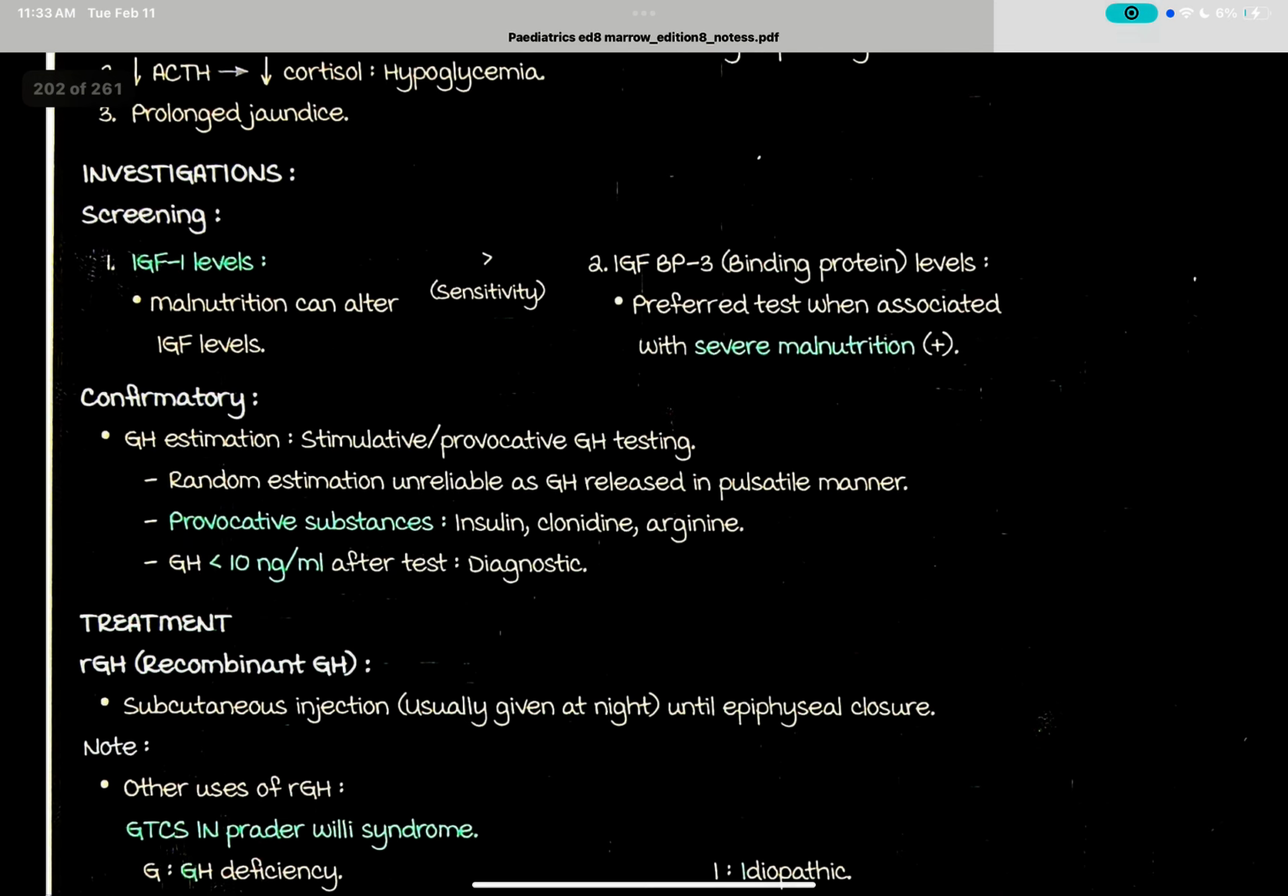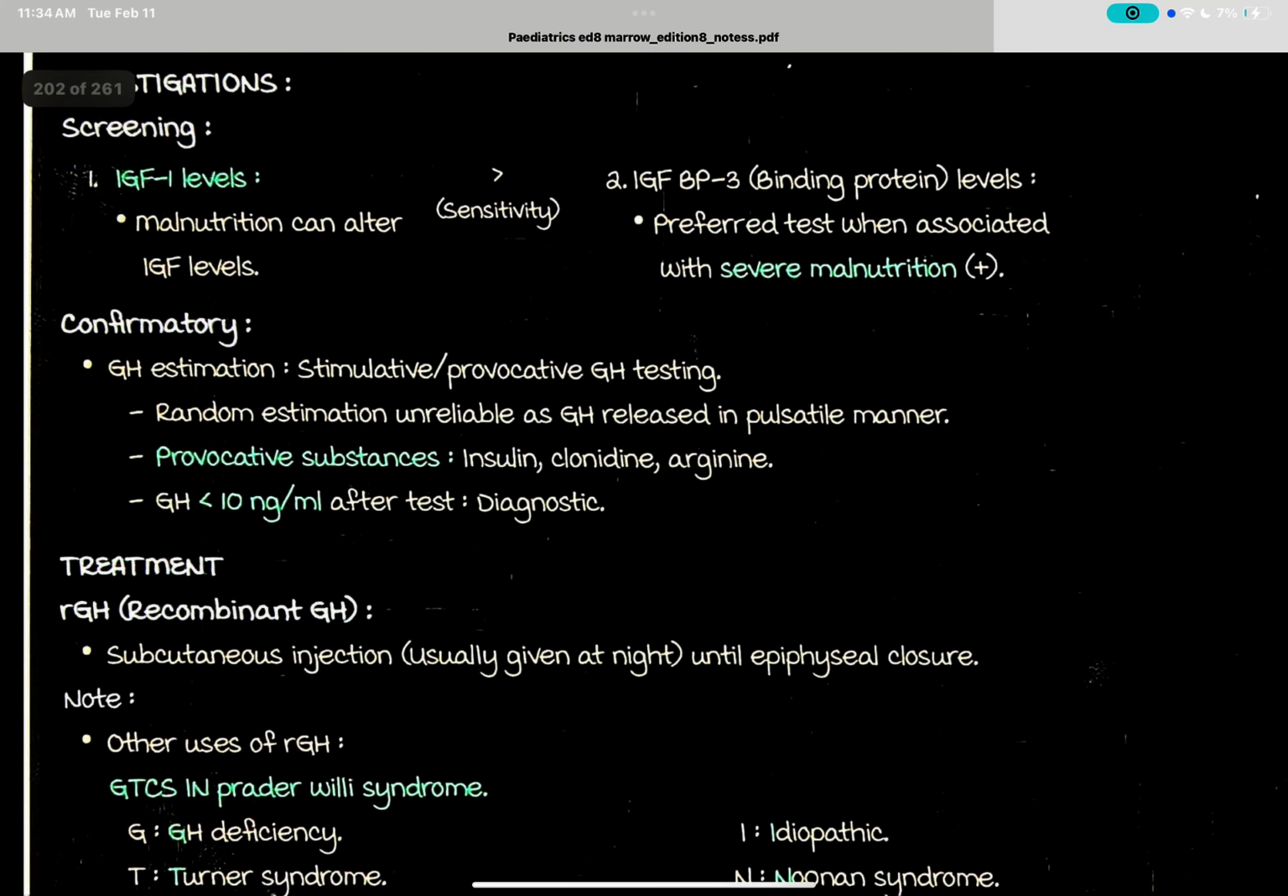Investigation, screening, IGF-1 levels. Maturation can alter IGF-1 levels. It has more sensitivity than IGF-BP3 binding protein levels. IGF-BP3 is the preferred test when associated with severe malnutrition.